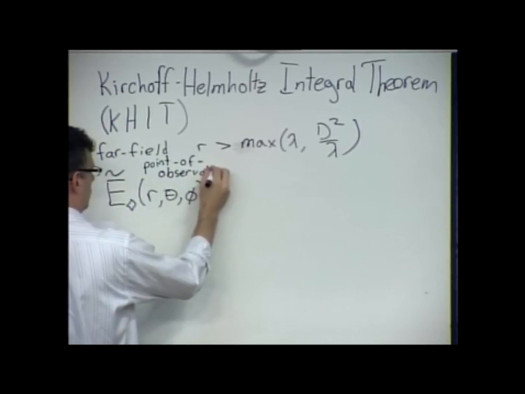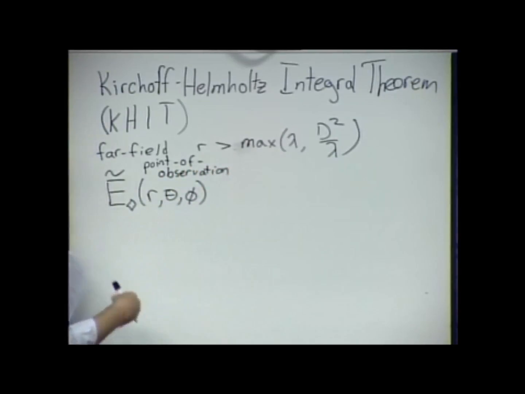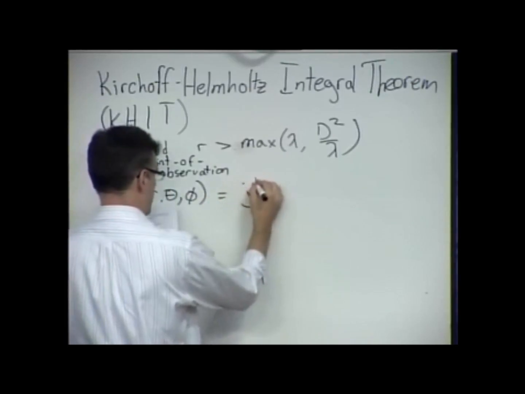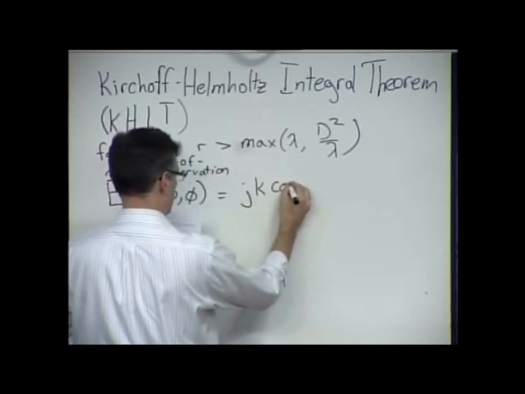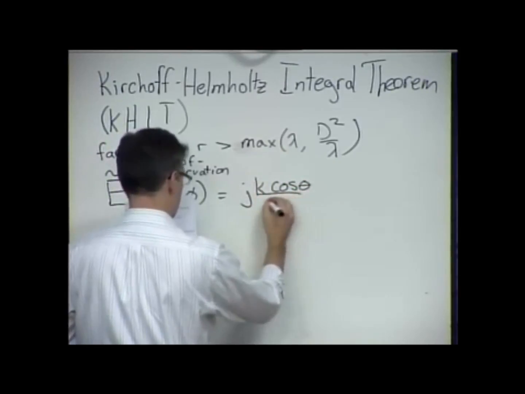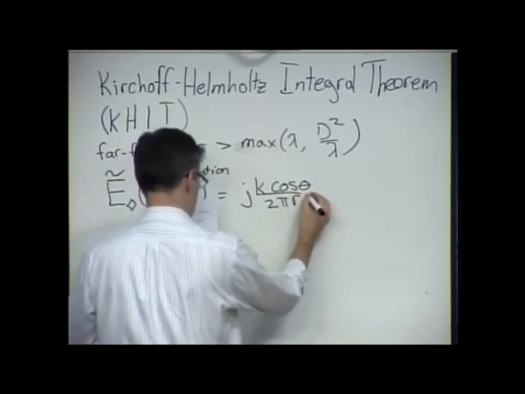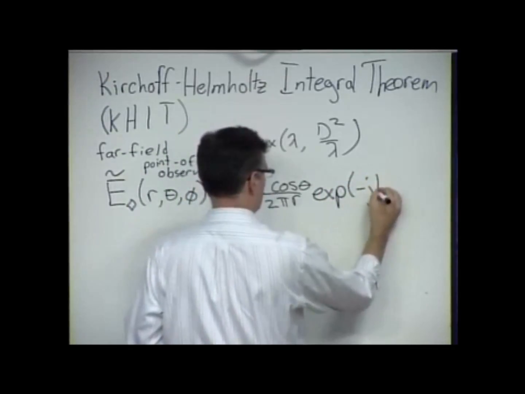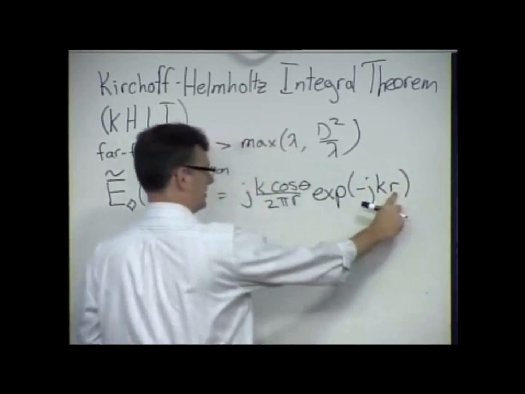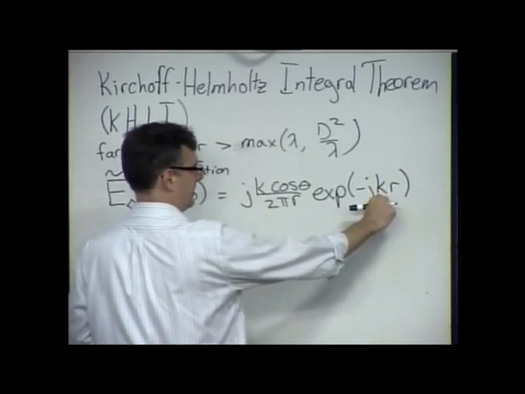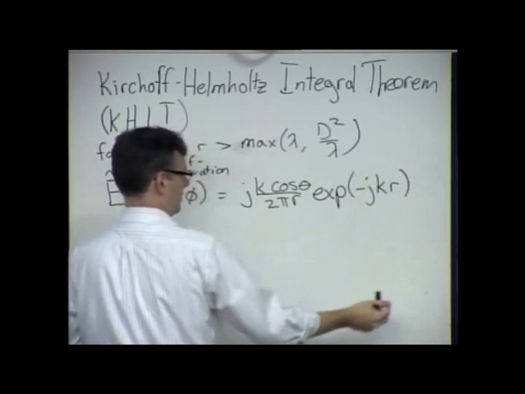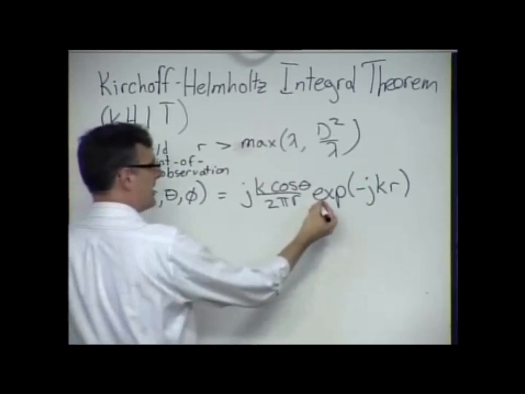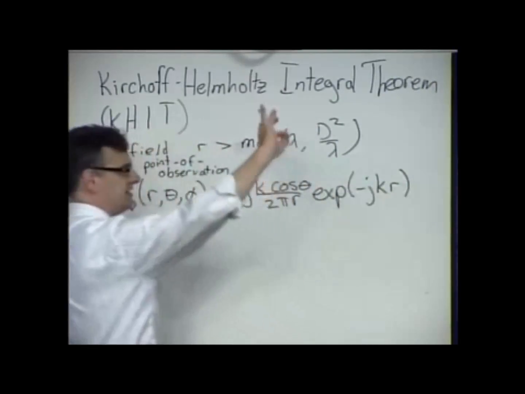In spherical coordinates. And keep in mind this is above the half space. This is going to be equal to jk cosine theta over 2 pi r, e to the minus jkr. So r is the distance from the origin. k, of course, is the wave number, just like it's always been in this class. Theta is the elevation angle.